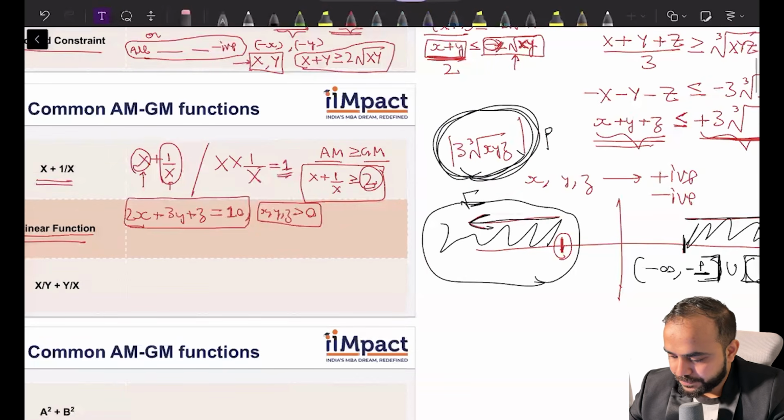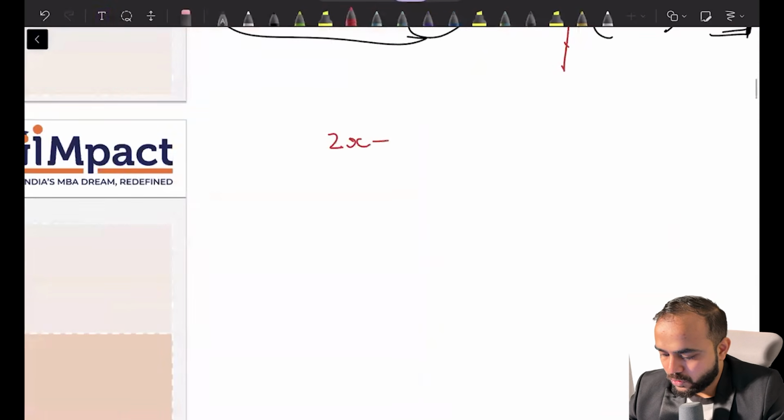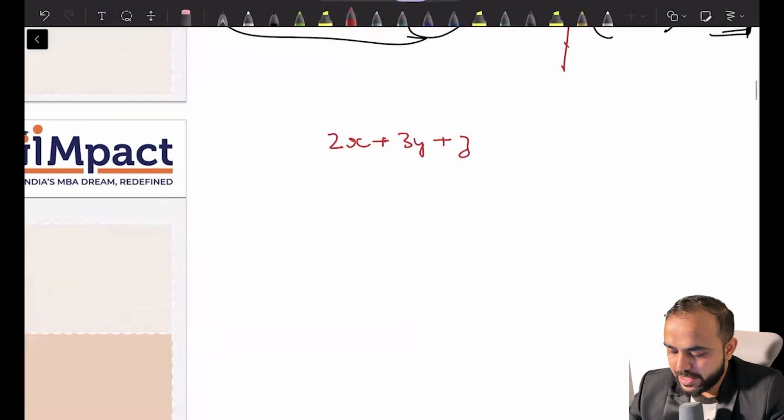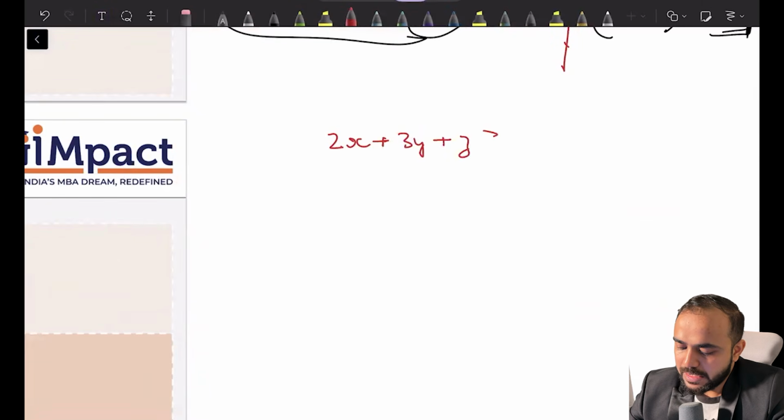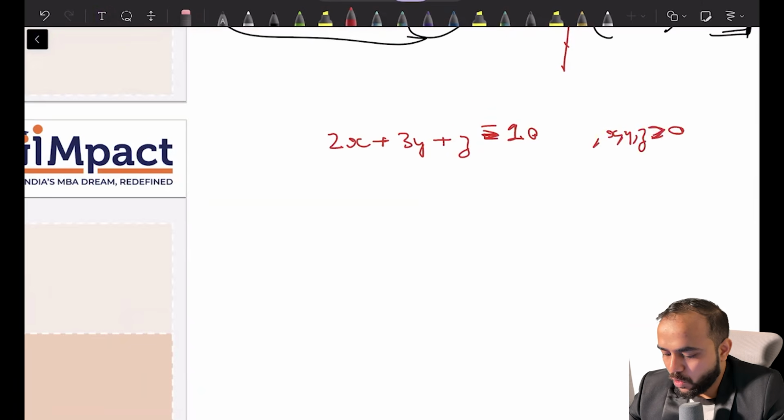For example, let us take it here. So this is what we have: 3x plus 2x plus 3y plus z is equal to 10. This is what I have been given. All right, x, y, z are greater than 0. Now let's say they ask me what is the minimum value of or maximum value of x square y cube z.